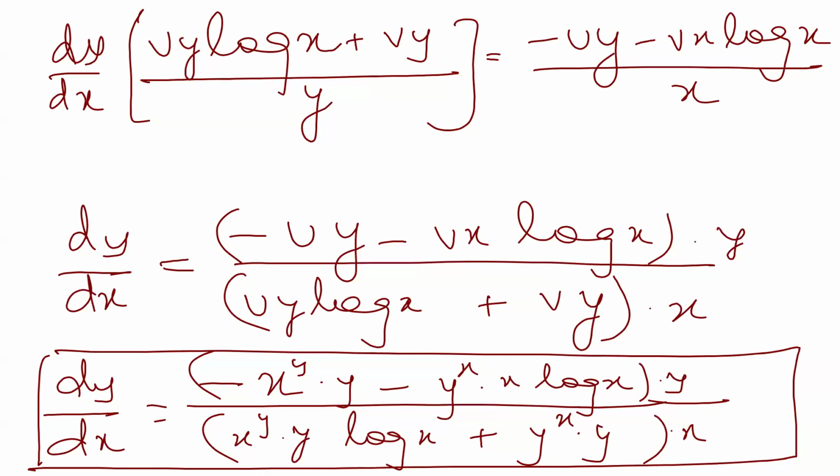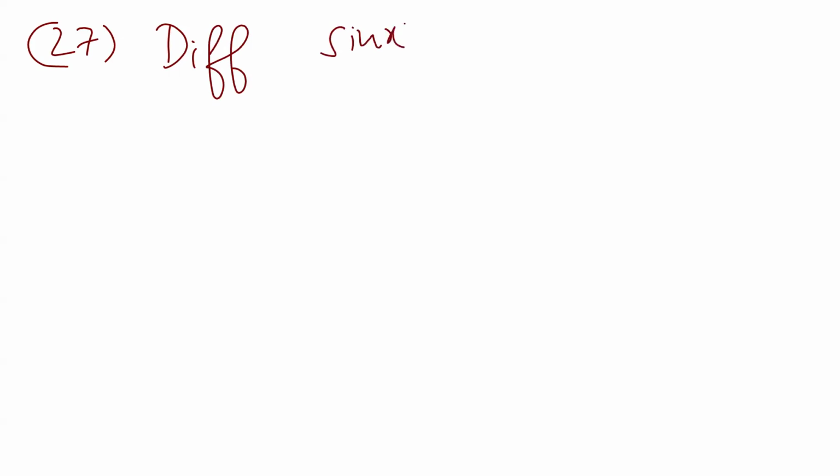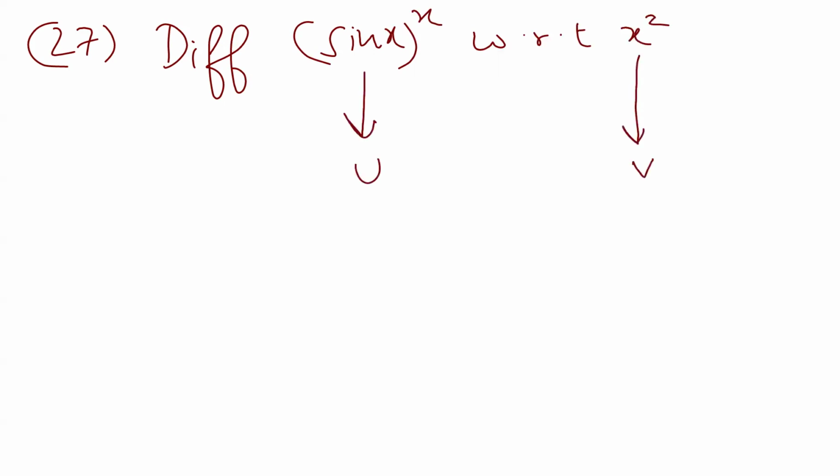Yeah, question number 27. Differentiate sin x raised to x with respect to x square. So let the first term be u, the second term be v. So it will be rewritten as differentiate u with respect to v.